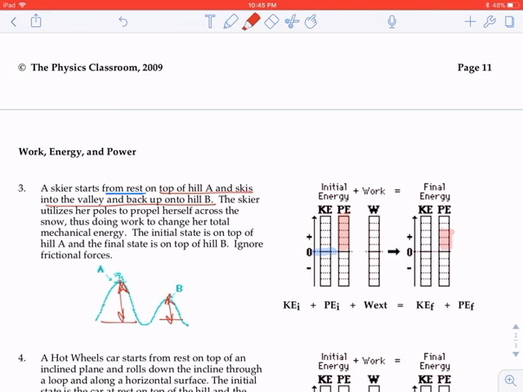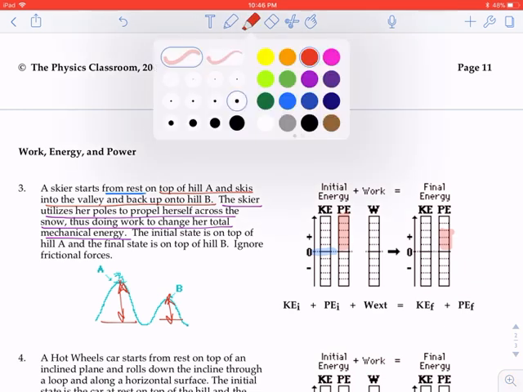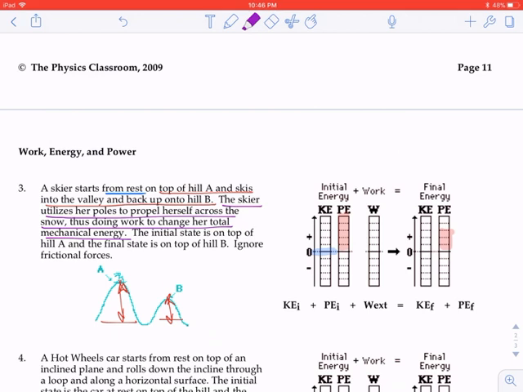If we keep reading, it says the skier utilizes her poles to propel herself across the snow, thus doing work to change her total mechanical energy. So, work is being done here. This is going to increase her energy. She's doing work. She's going to propel herself forward, so that's going to be positive energy added to the initial side. So I'm just going to pick a couple bars of work that's being done. And then the last part says the initial state is on top of hill A, the final state is on top of hill B.